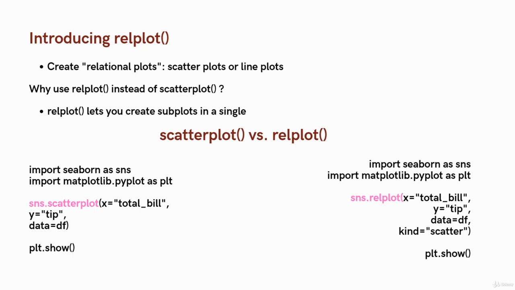So let's talk about relplot. The function is relplot, with opening and closing parentheses. You can draw any type of plot with the help of the relplot function, and the major usage of relplot over other plot functions like scatterplot or lineplot is that you don't have to change the code again and again. For example, if I want to draw a scatter plot, I will use sns dot scatterplot, x and y values, the data, and then plt dot show.